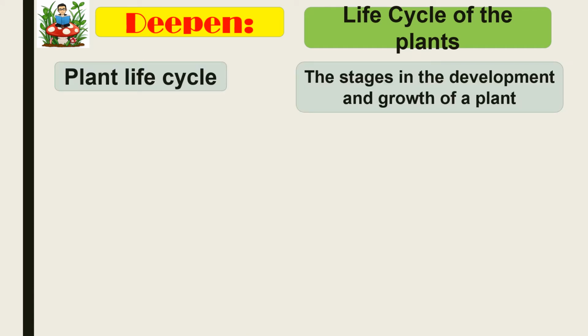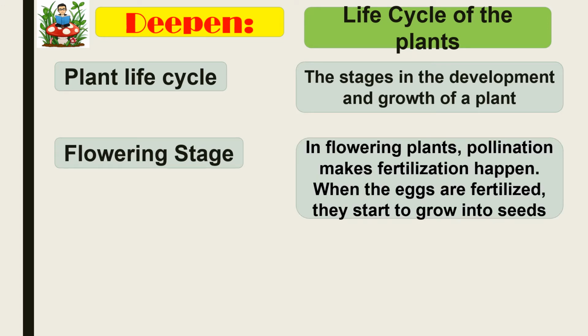Plant life cycle. The stage in the development and growth of the plant: flowering stage. In the flowering stage of flowering plants, pollination makes fertilization happen. When the eggs are fertilized, they start to grow into seeds. Pollination is the act of transferring pollen grains from the male anther of the flower to the female stigma.